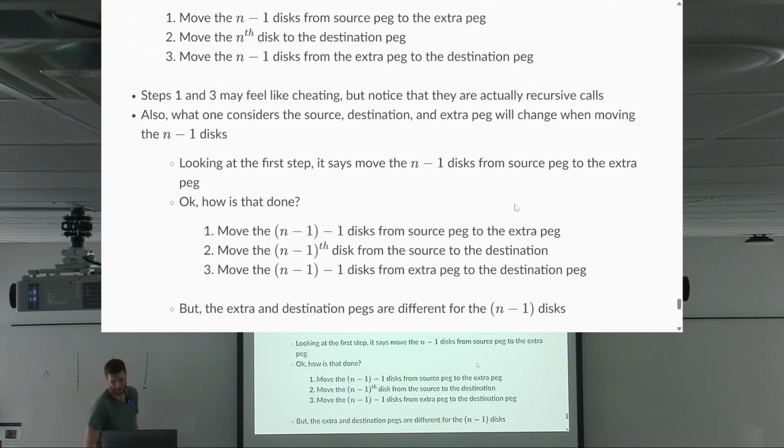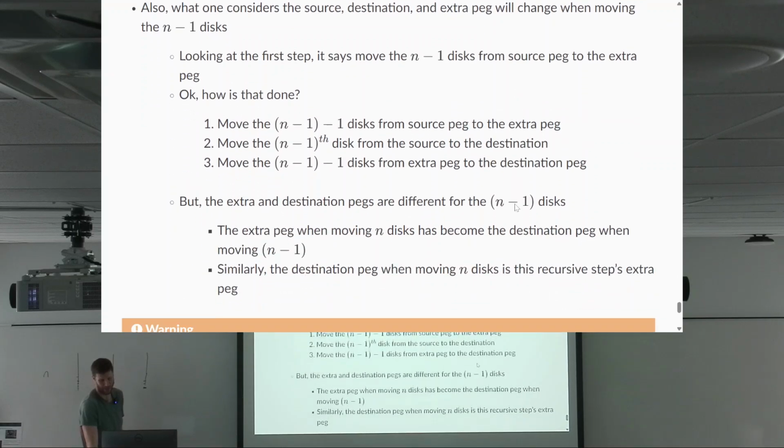So steps 1 and 3 might feel like cheating, but notice that they're the exact same recursive calls. What one considers the source and extra peg will change when moving the n minus 1 disks. Looking at the first step, it says move n minus 1 disks from the source peg to the extra peg. Okay, so now what? Move the n minus 1 disks from the source peg to the extra peg, but changing which they are. Move the n minus 1th disk, then move the extra ones again, and over and over again. But the extra and destination pegs are going to be different.